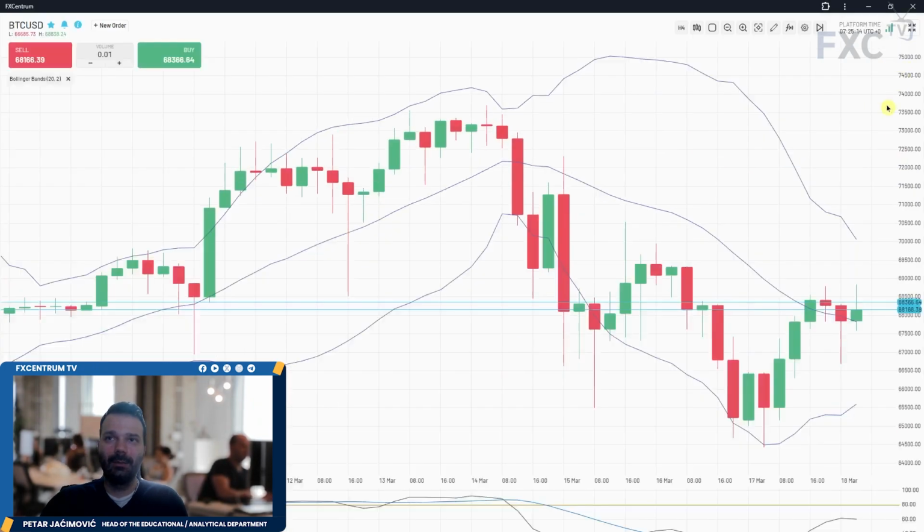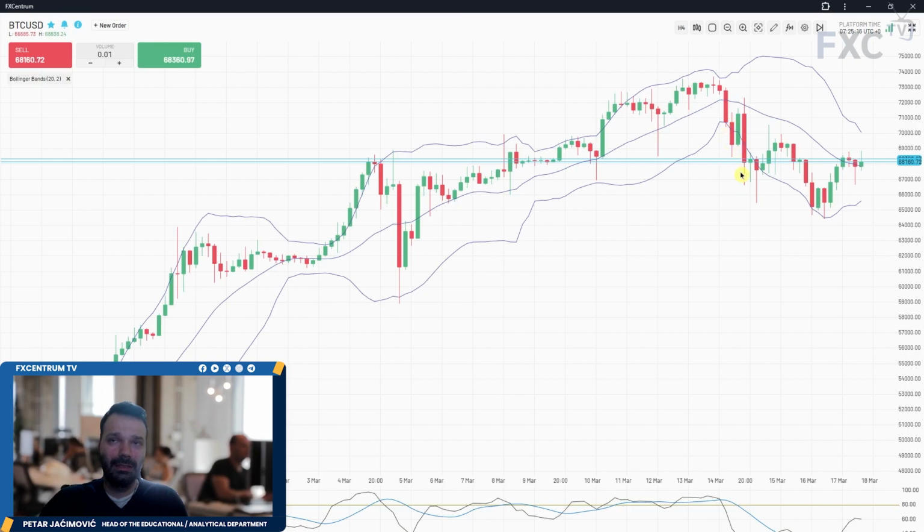Let's take a look at the lower time frame. We finally had a break of the lower Bollinger Band and a hold below. So far we're building lower highs and lower lows, and that's a good first sign that there will be a chance for an even further drop, maybe even towards this spin bar area.